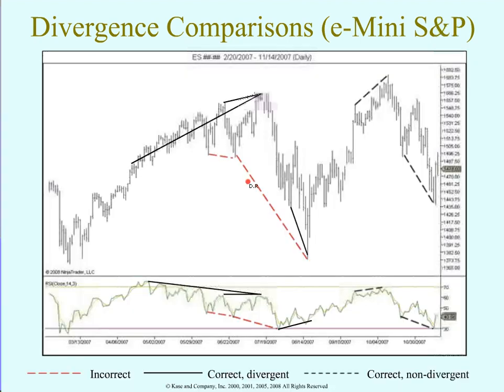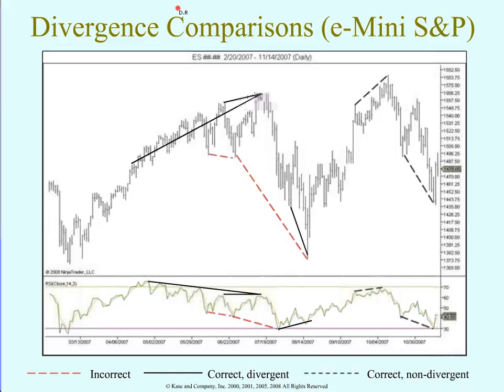Now the reason that this red dashed line, the large red dashed line, is incorrect is because we're looking at falling lows. We're looking at falling lows here with falling momentum. We also have falling lows here with a high peak in between on the short red dashed line with falling momentum. So again, it's an incorrect comparison.